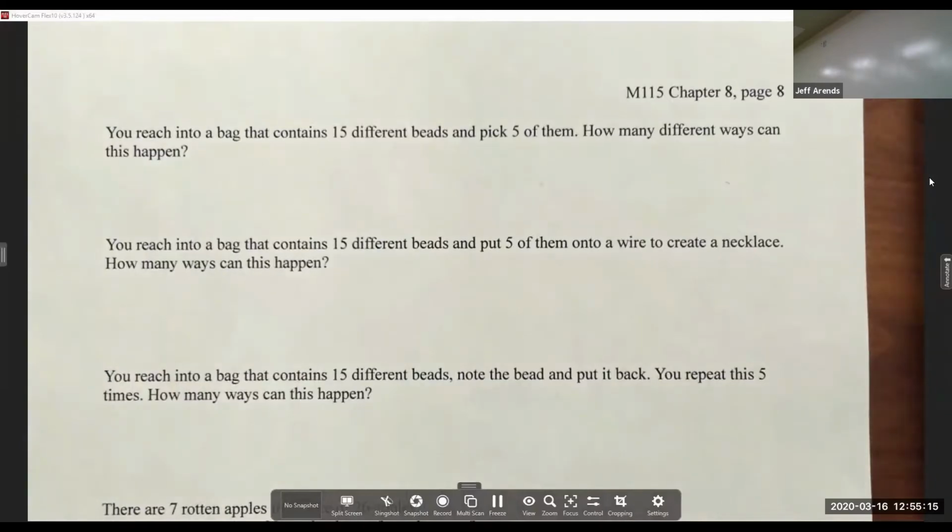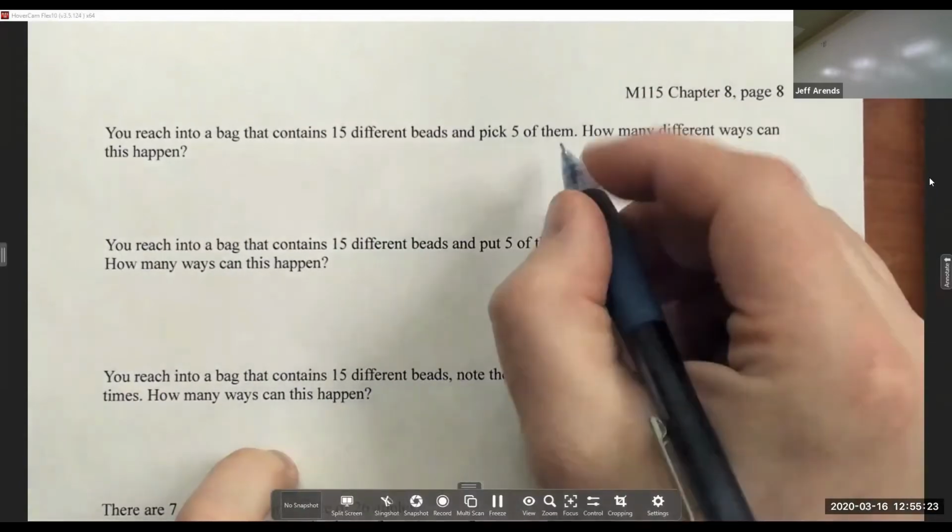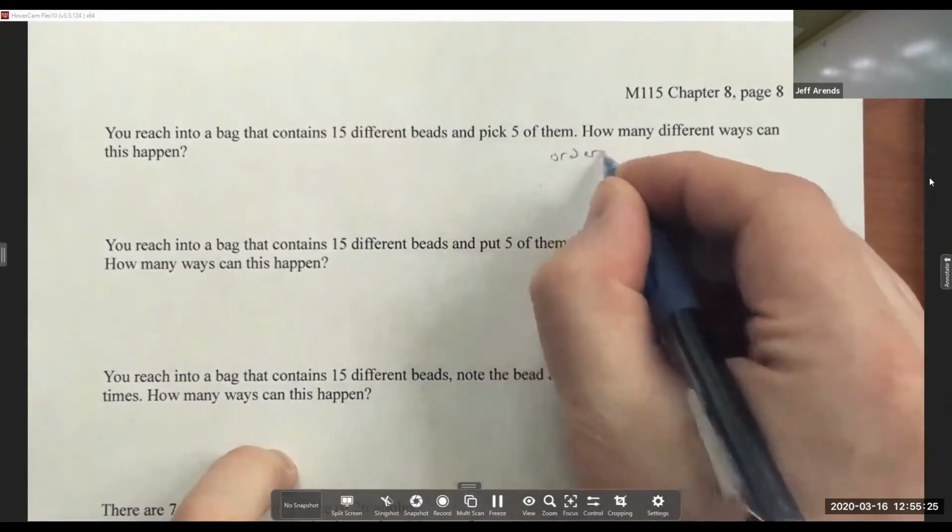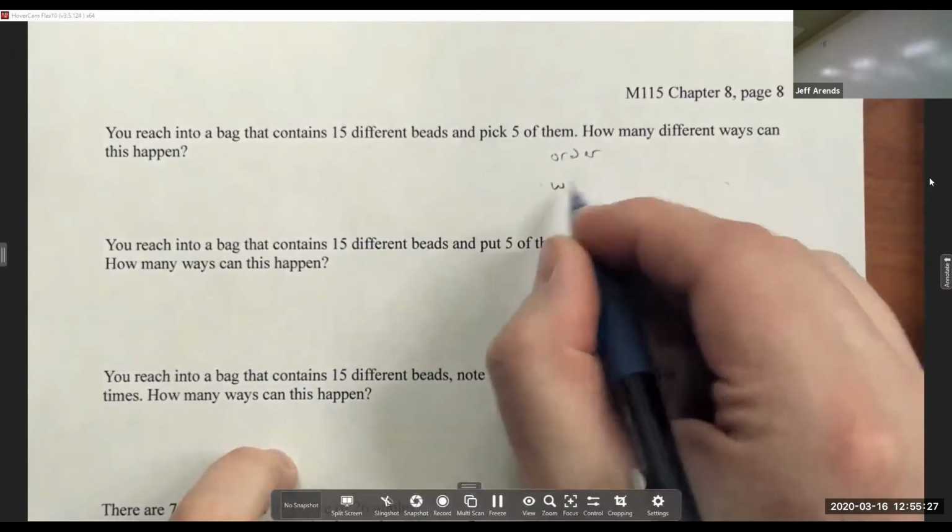All right, so if we reach into a bag that contains 15 different beads and pick 5, how many different ways can this happen? So I'm going to address the two questions: does order matter, and is it with or without replacement?